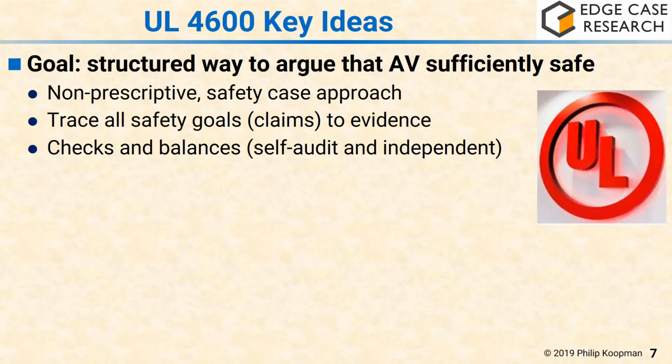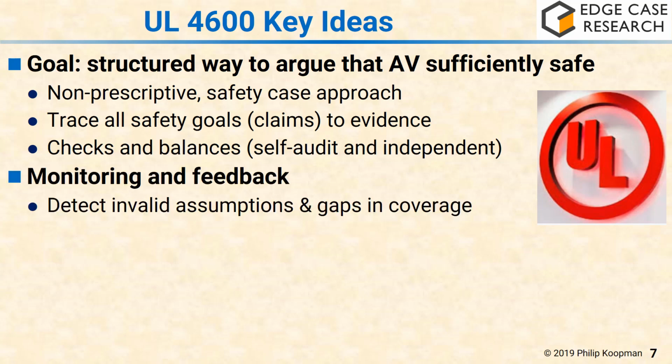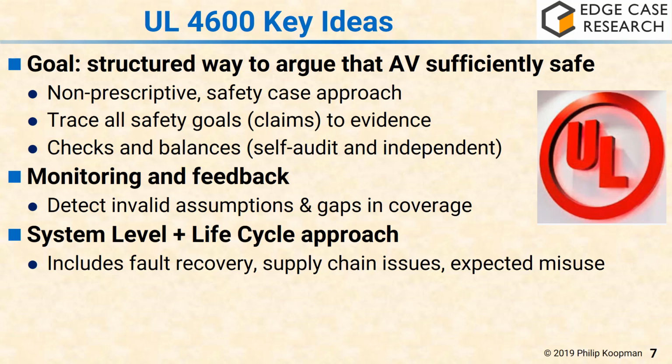That's accomplished through two directions. One is self-audit, and the other is an independent assessment. There's monitoring and feedback that happens from the field to detect invalid assumptions in the safety case and discover any gaps in coverage. We expect these systems will be deployed imperfect. In fact, that was always true of any system, but with these systems, it's more front and center that we're going to have assumptions and incompletenesses, and so it's going to be essential to really monitor field feedback aggressively. It requires a system level and life cycle approach.